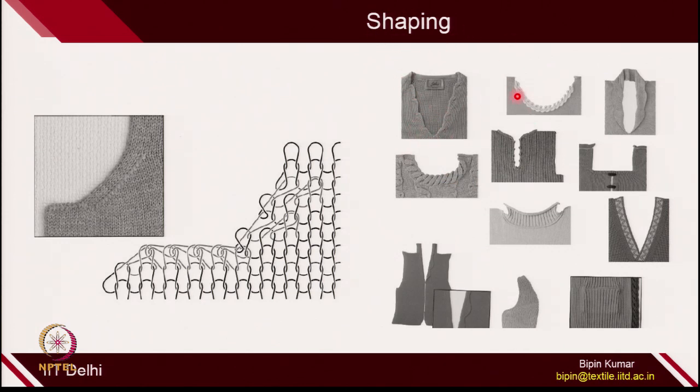So, V neck, round neck, whatever neck you want to create, you can use this shaping and narrowing. Here you can see how this structure has been created. You created initially so many columns and then you are narrowing it by shifting the loops to the next column. And this is how you are creating the fabric structure. You started from multiple columns and at the end you are only having 3 columns. So, this is how you do the shaping.